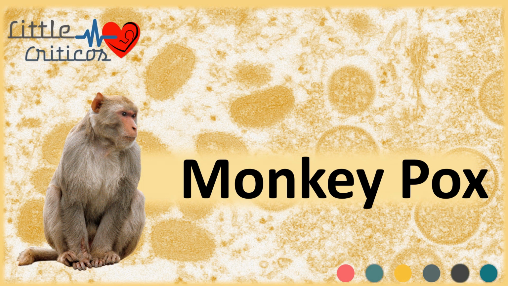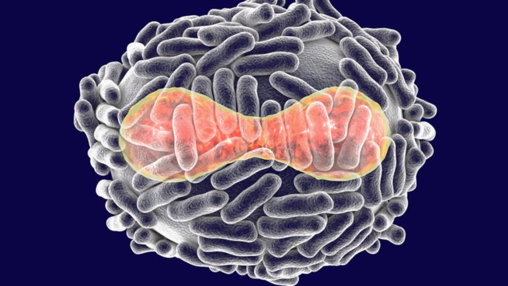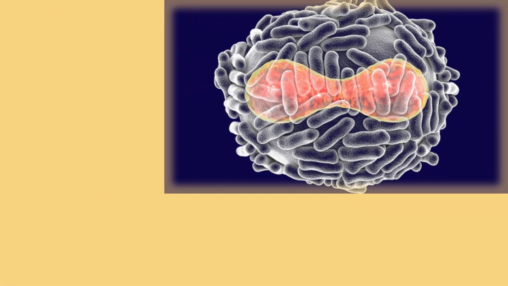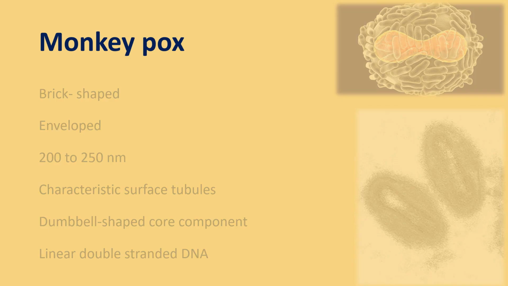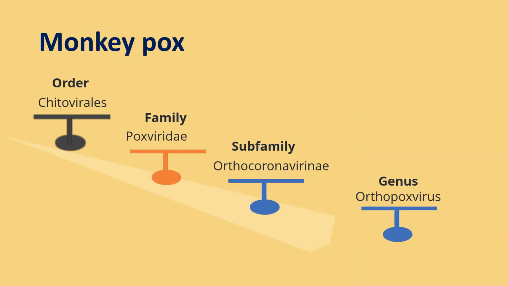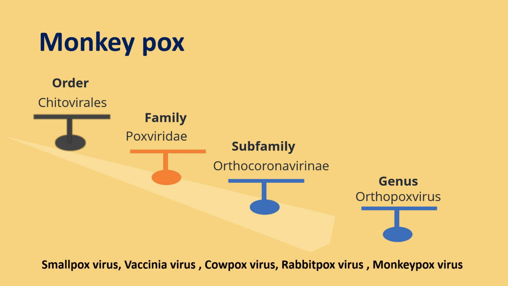Today we will discuss an emerging zoonotic infection, monkeypox. Monkeypox is an enveloped brick-shaped virus. It is about 200 to 250 nanometers in size. It has characteristic surface tubules and a dumbbell-shaped core component made up of linear double-stranded DNA. Monkeypox belongs to the orthopox virus genus, which also includes smallpox, vaccinia, cowpox, and rabbitpox.